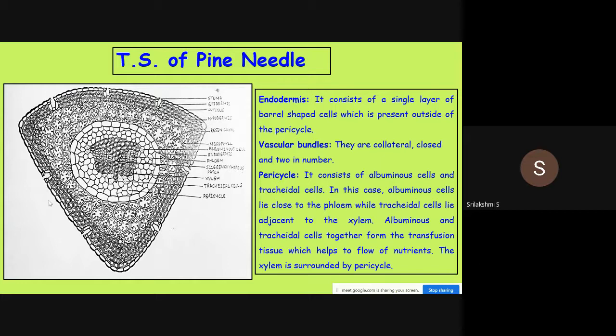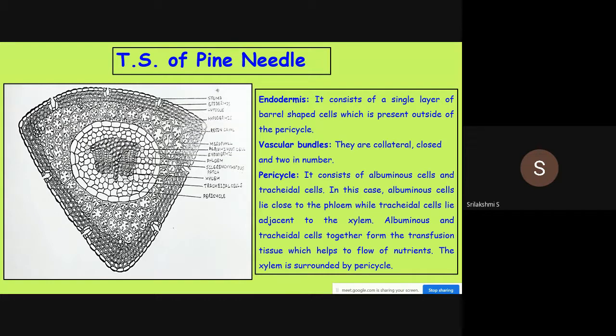So this is about the internal structure of the leaf. Now, pericycle, as I told you, also has a T-shaped sclerenchymatous patch. The presence of transfusion tissue itself is one of the important features in case of pine needle. This sclerenchymatous patch separates the vascular bundle into two. Generally they are conjoined collateral vascular bundles, but they are closed type of vascular bundles.